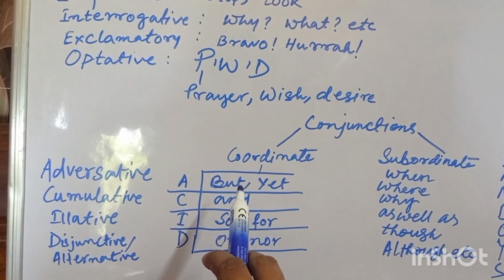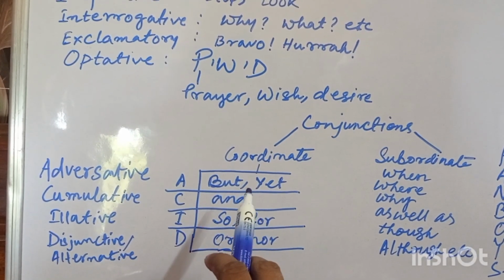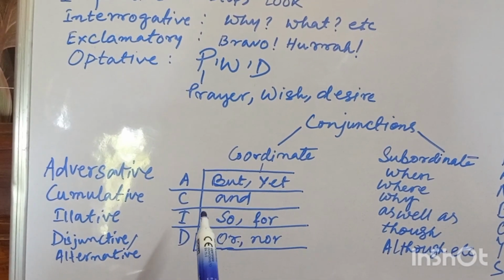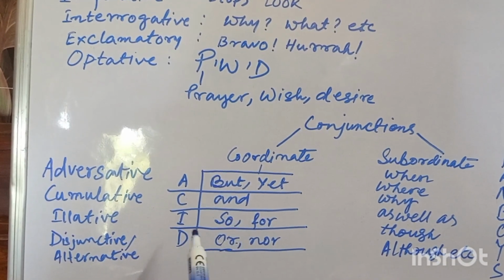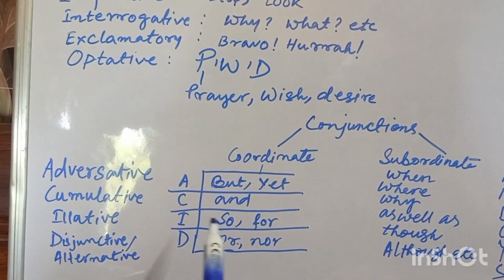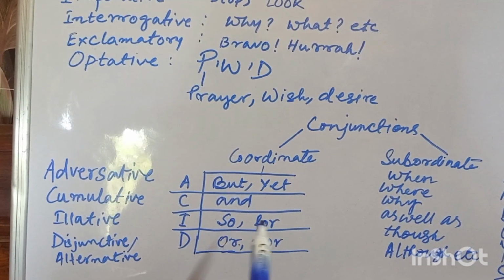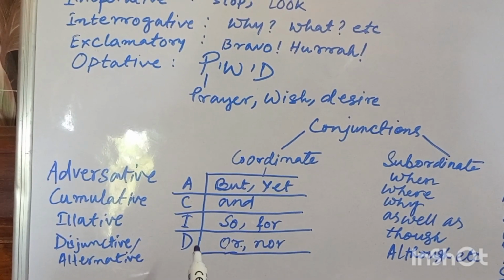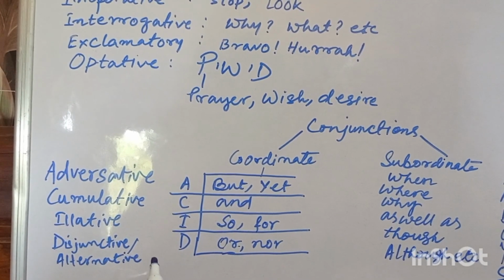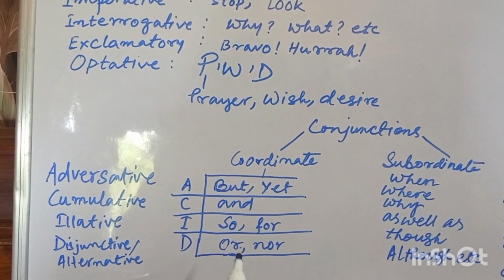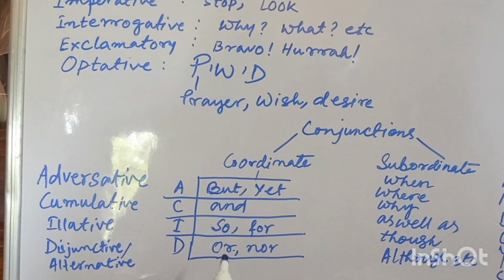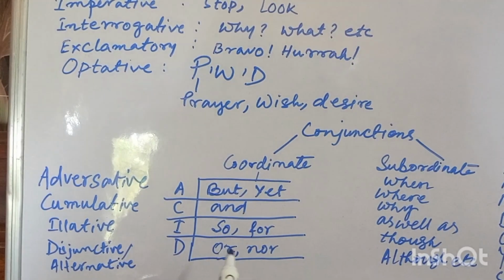Adversative conjunctions show adversity, and but and yet can be used. For cumulative conjunction we can use and. I stands for illative, and for that we use so and for. And for D, that is disjunctive or alternative coordinate conjunction, we can use or and nor.